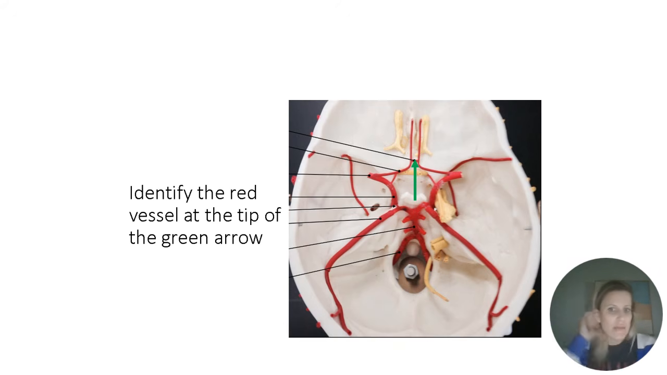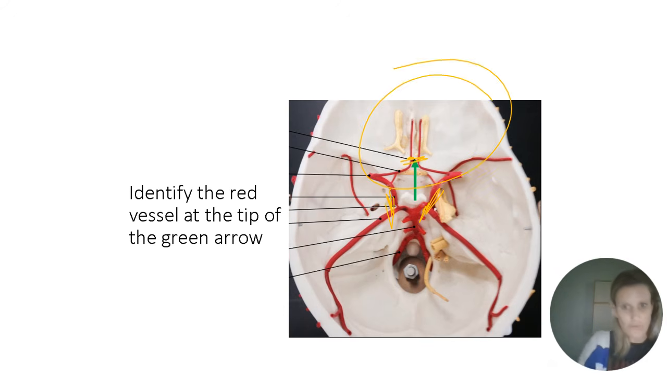The red vessel at the tip of the green arrow. So this is pointing to this small little connection that goes between the anterior cerebral arteries. Remember these thin little antennae that poke towards the front? Those are anterior cerebral arteries, but this question is pointing to that tiny little vessel that connects them to each other, the little interconnecting one. Remember the little interconnecting vessels back here and up here are communicating arteries.